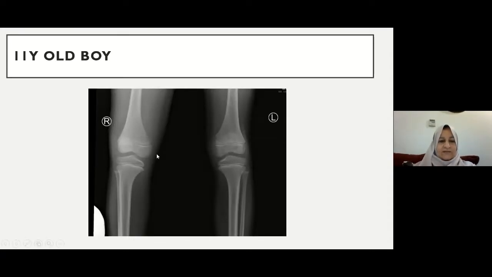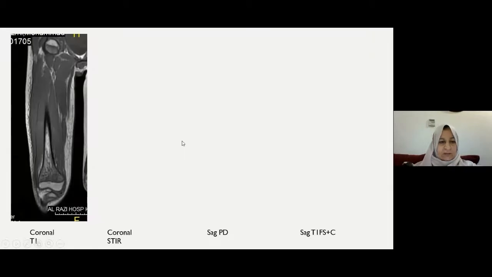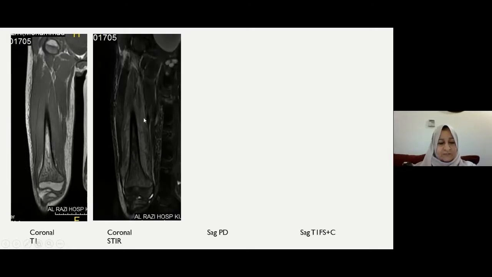He's complaining of signs of infection around the distal right thigh. His X-ray shows soft tissue swelling around the distal thigh. The bone is intact, which is typical for acute osteomyelitis. You don't expect to have changes in the bone on the X-ray except after 7 to 10 days from the start of infection. Coronal T1 shows that the focus of infection is in the distal metaphysis of the right femur, easily highlighted against the bright marrow in the proximal shaft and the metaphysis.